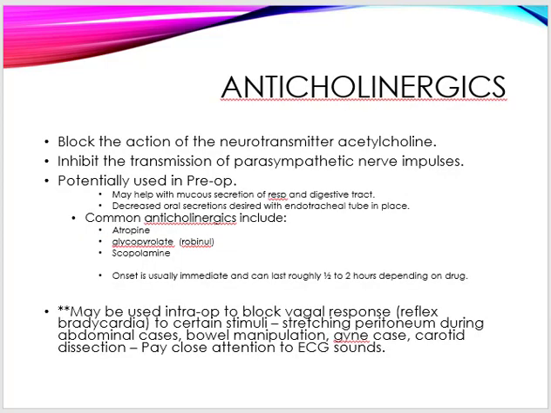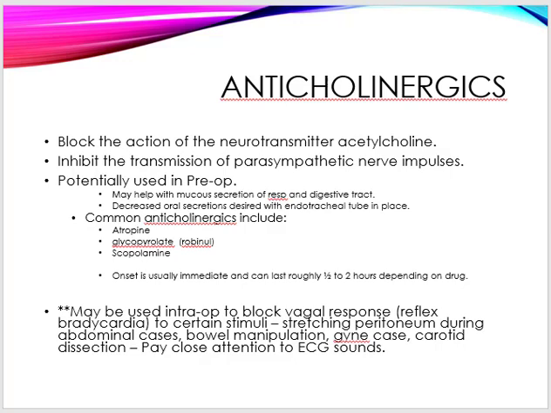Here's a refresher from our previous units. Anticholinergics block the action of the neurotransmitter acetylcholine. This inhibits the transmission of parasympathetic nerve impulses, and what this means, practically speaking, is that anticholinergics will help to decrease mucus secretions of both the respiratory and the digestive tracts.